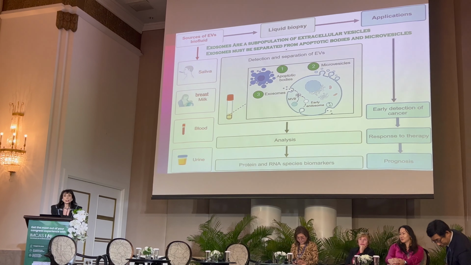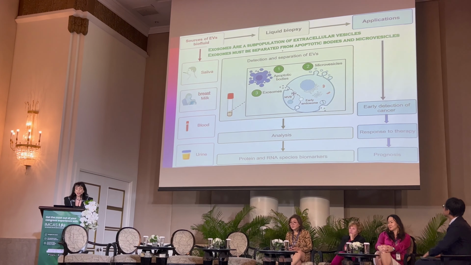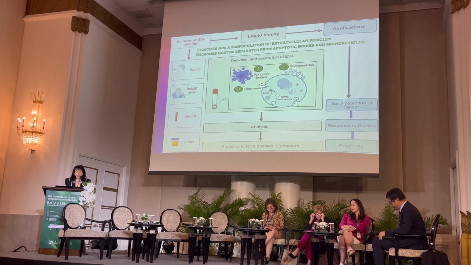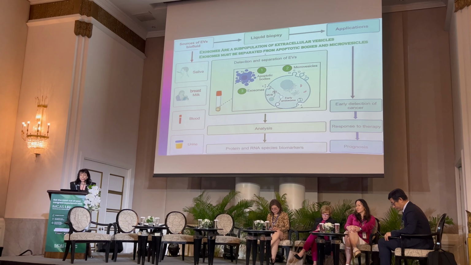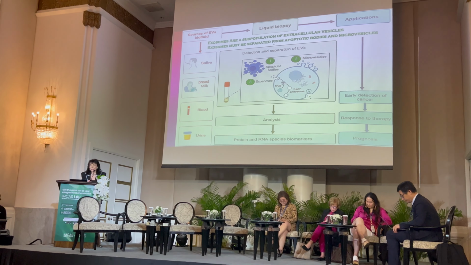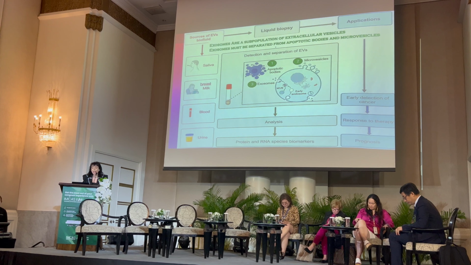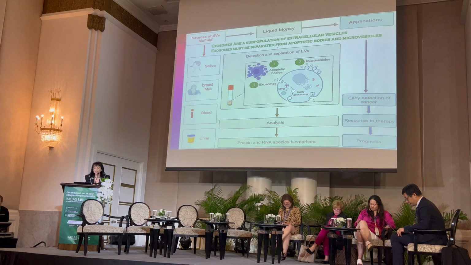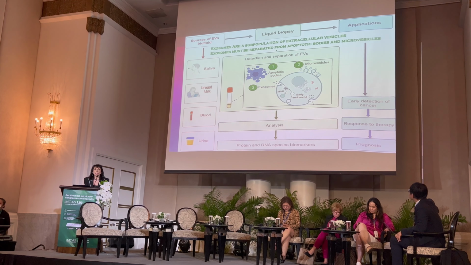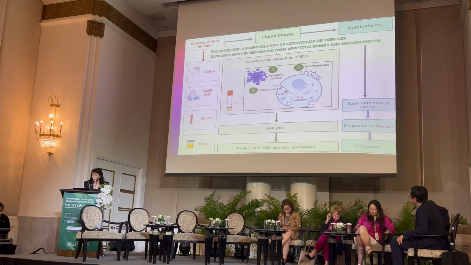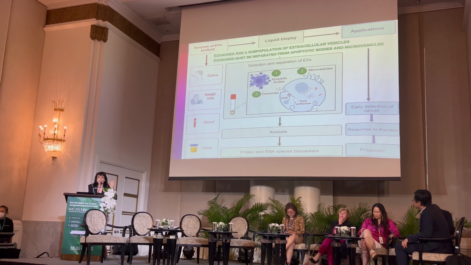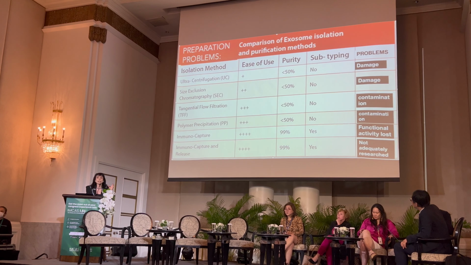The sources of extracellular vesicles are saliva, breast milk, blood, and urine. The exosomes are a subpopulation of extracellular vesicles, and they have to be separated from apoptotic bodies and microvesicles. So there is a process of separation. It's not like you can just grab them, and it is a very important process.